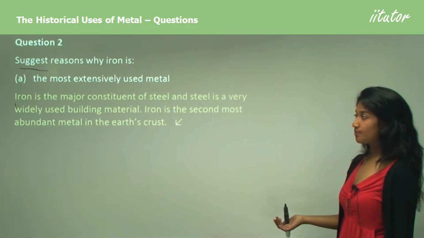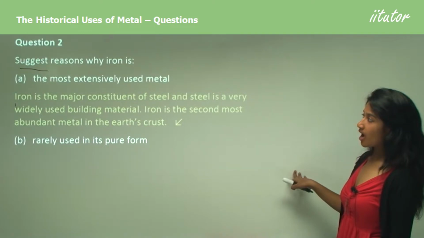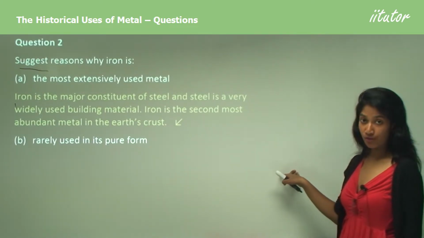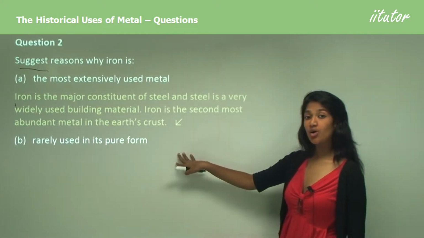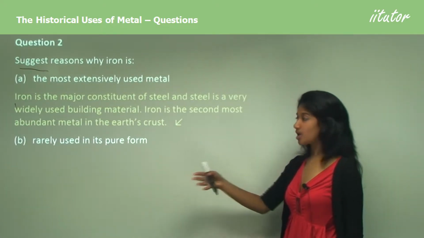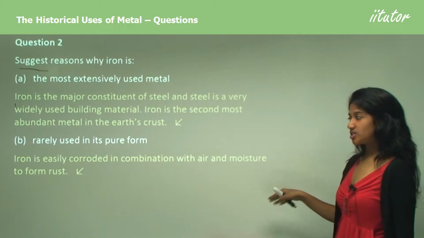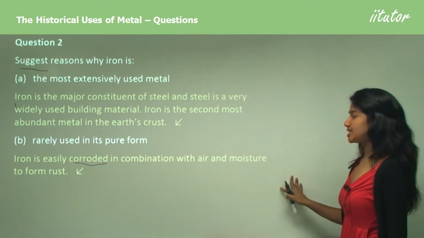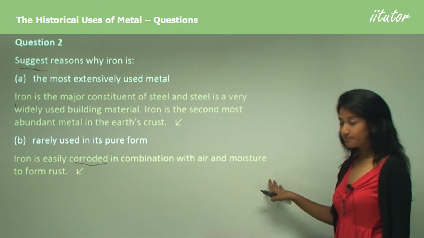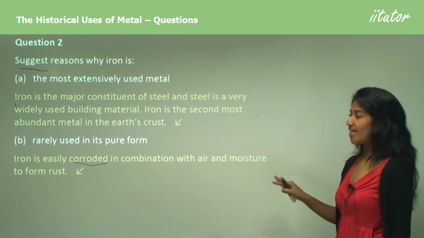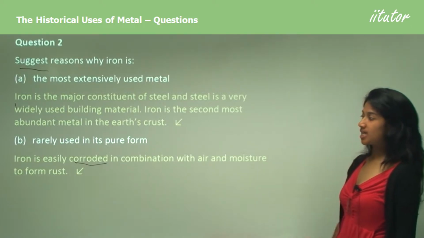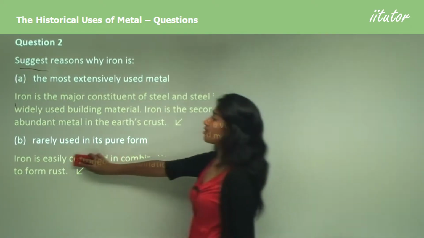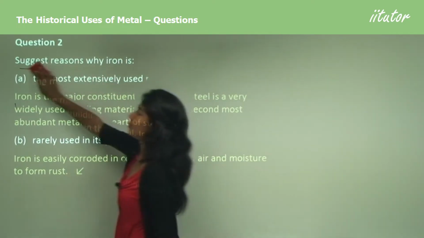We'll go to section B now. Section B asks, suggest reasons why iron is rarely used in its pure form. Now we're focusing on the disadvantages of iron. The main disadvantage of iron is that it corrodes easily. Because it corrodes easily in the presence of air and moisture, it would form rust. And this is a disadvantage in terms of the uses of iron. So that's how you would go about answering question 2.